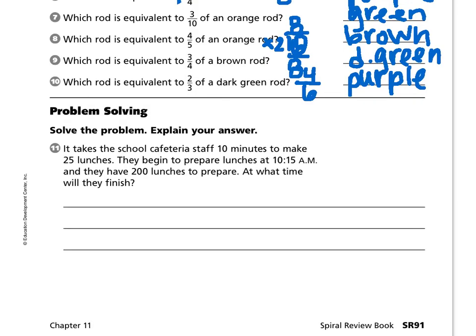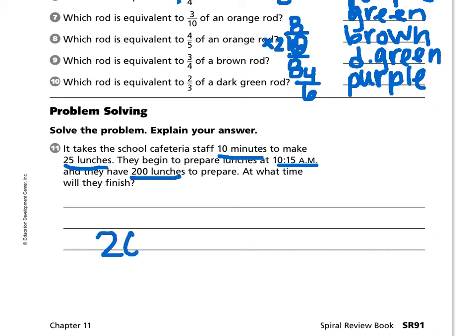Problem solving. Solve the problem, explain your answer. It takes the school cafeteria staff 10 minutes to make 25 lunches. They begin to prepare lunches at 10:15 a.m. and they have 200 lunches to prepare. At what time will they finish?